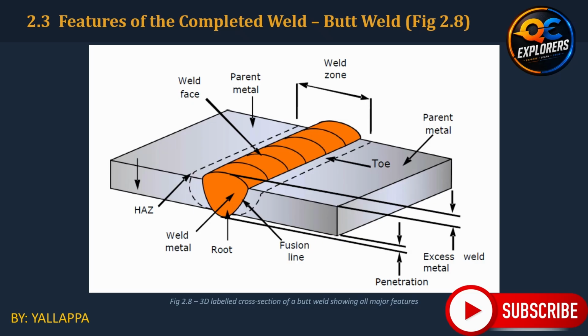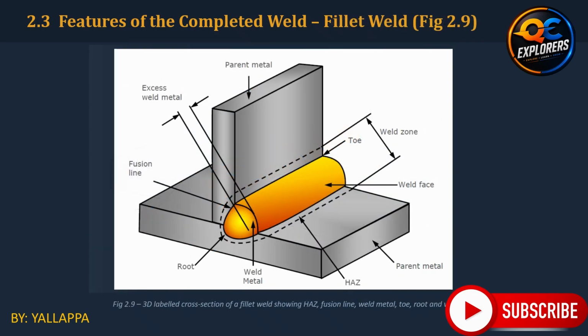These terms are not simply labels on a diagram. During visual inspection, each one represents a specific location where geometry, discontinuities, or defects may need to be evaluated. In particular, pay close attention to the toe because abrupt changes in geometry can create stress concentration. Once you can confidently identify these features on a butt weld, you can transfer the same reasoning to other weld configurations. The fillet weld has many of the same fundamental features, but its geometry is different.